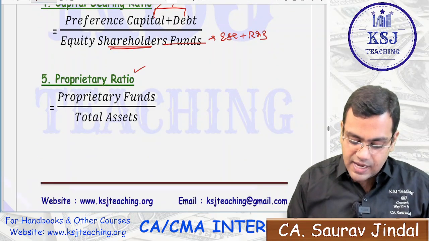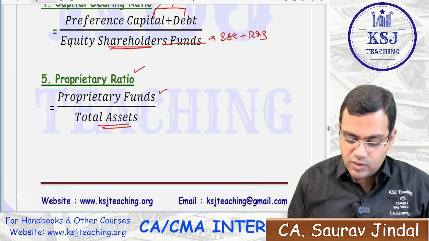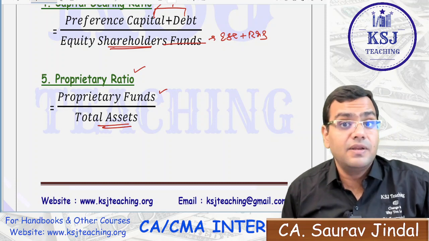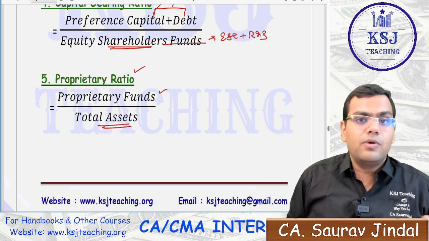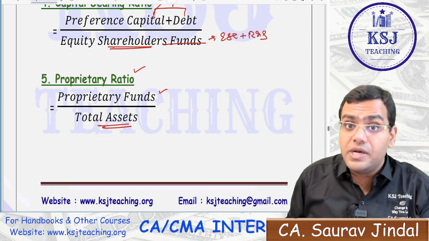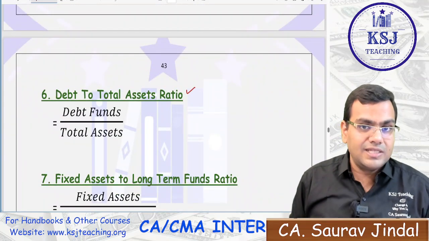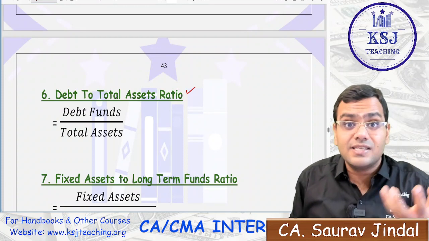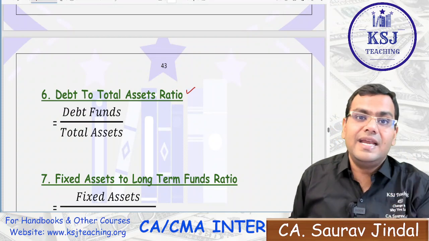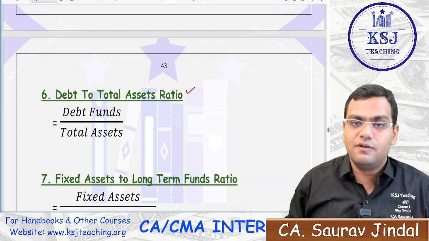Proprietary ratio is proprietors' funds divided by total assets, that is, how much of the total assets have been funded through the proprietors' funds, through the owners' funds, right? And similarly, debt to total asset ratio tells us how much of the total assets have been funded through debt, that is the outside money instead of the owner's fund.